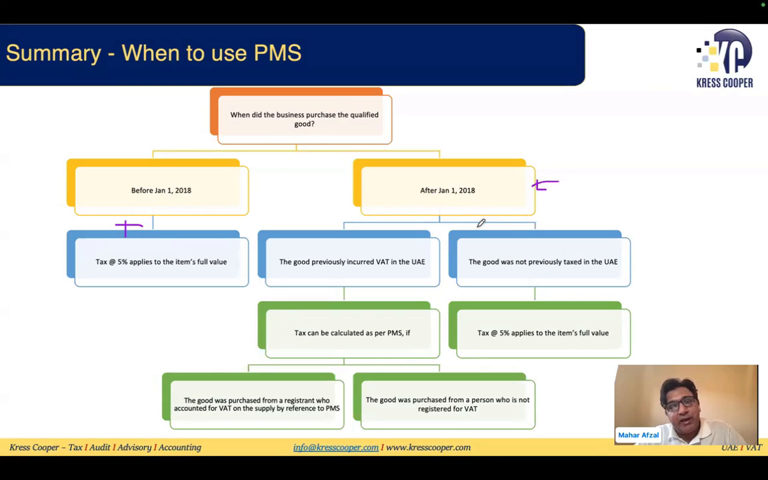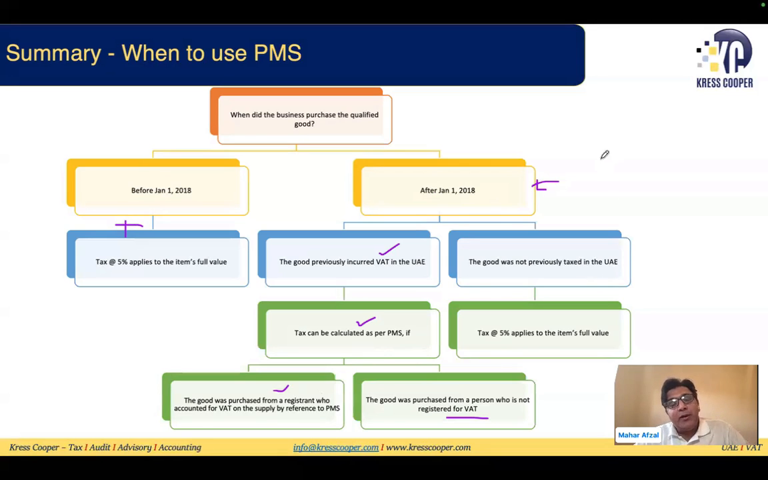Now the question is, are you buying from the individual or from the person who is already applying the profit margin scheme? A good previously taxed in the UAE, yes, tax can be calculated as per the profit margin scheme. The goods were purchased from a registered person who accounted for VAT under the profit margin scheme, or from an unregistered person. In both of the cases, you can apply the profit margin scheme. And even if the goods have been taxed in the UAE in 2018, means you have already registered the car in 2018, but you are buying the good from a VAT registered party which is not applying the profit margin scheme, then you cannot apply the profit margin scheme as well.